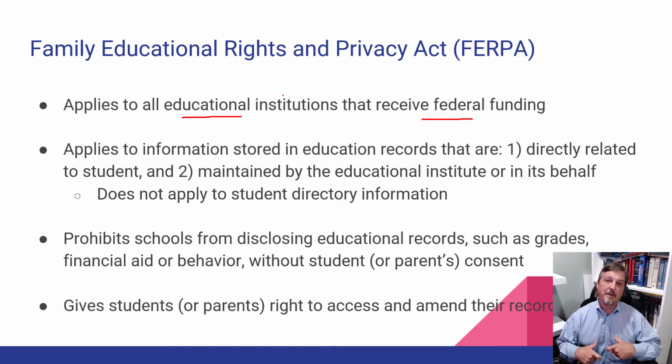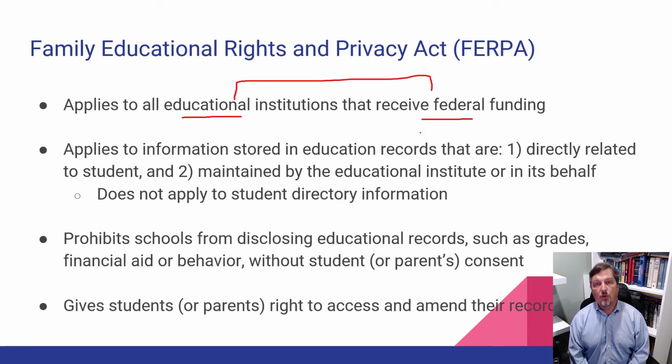So if the federal government spends money, it can attach conditions to that money. And so here we have educational institutions that are receiving federal money in the form of grants and also in the form of student loans that have to abide by FERPA, and that really is pretty much all or most institutions of higher education in the United States, as well as lower grade schools. FERPA applies to information stored in education records that are directly related to the student, maintained by the educational institution or on its behalf.